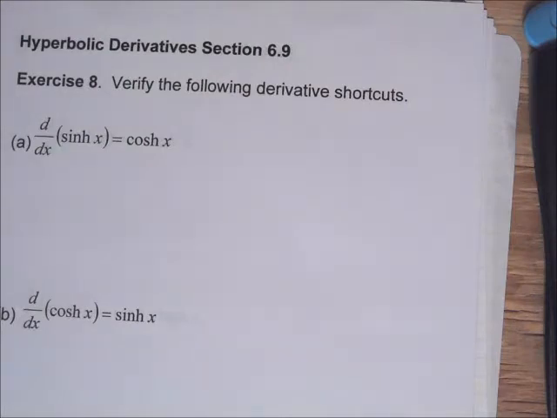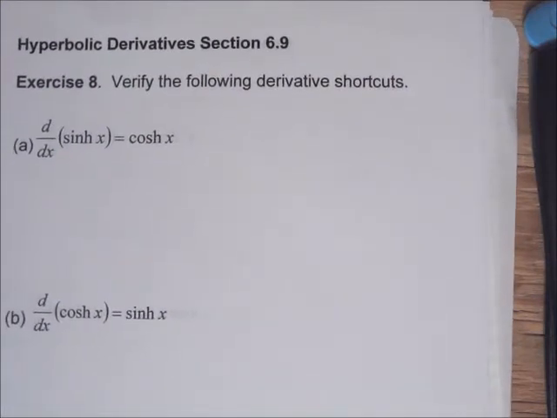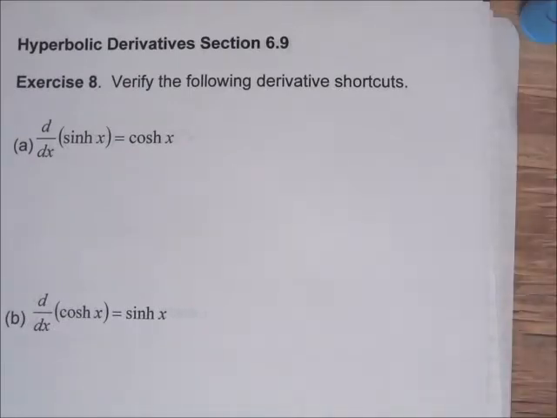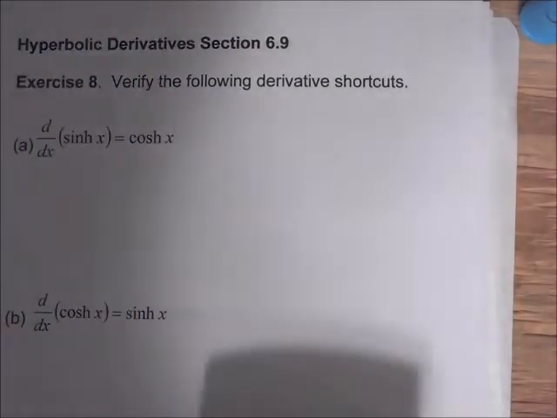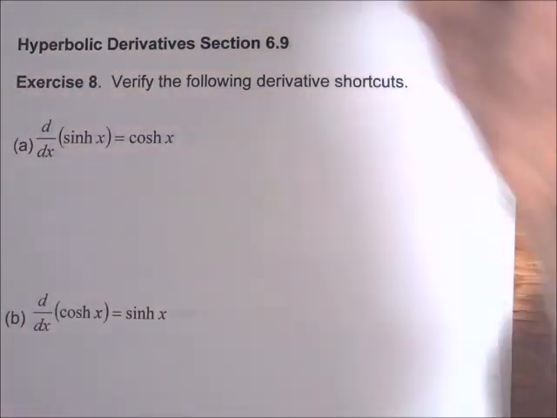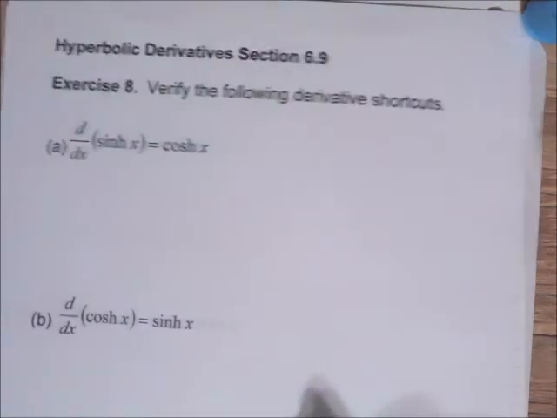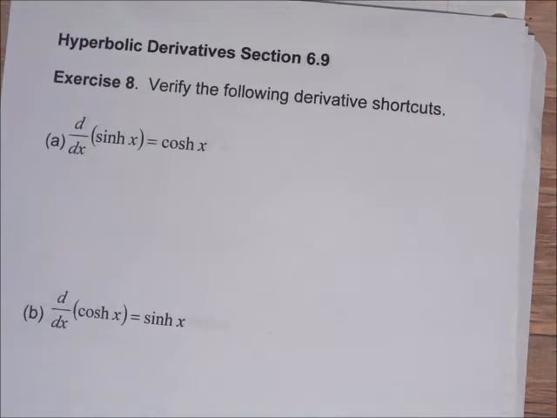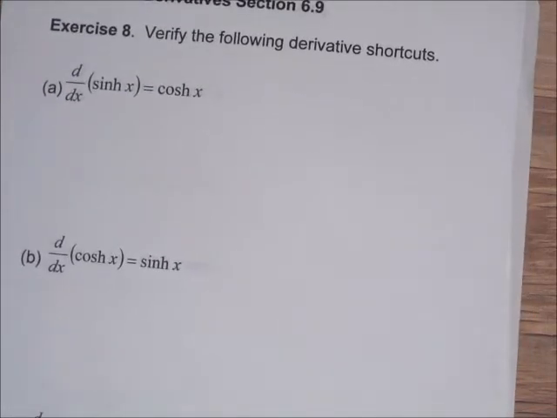Derivative shortcuts for hyperbolic functions, and these formulas look very similar to the derivatives of the trig functions. Derivative of sine is the cosine, and similarly, derivative of the sinh is the cosh. There are a few differences with a plus or minus sign.